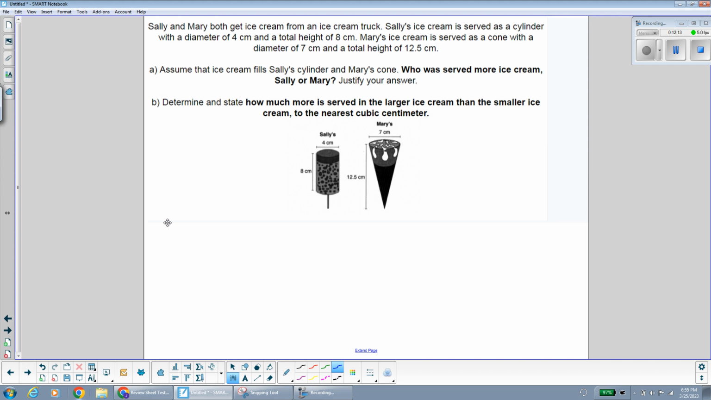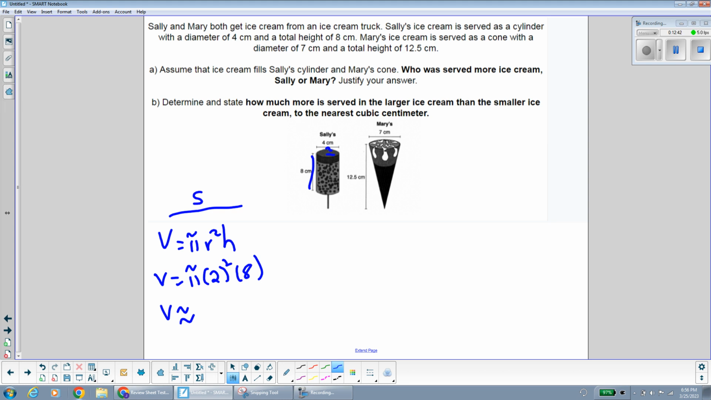So the volume of the cylinder container, so here's Sally's cylinder. The volume of a cylinder is pi r squared times height. So here, the radius is halfway across, so it's 2. And the height is 8. I'm going to put that into my calculator, and I'm going to see approximately what that is so that I'll be able to compare them.